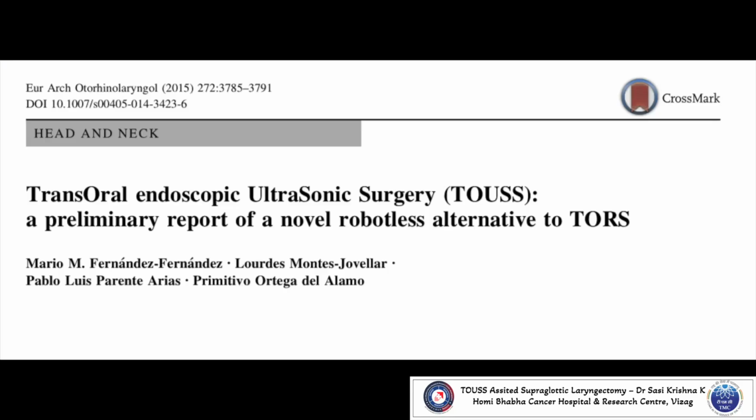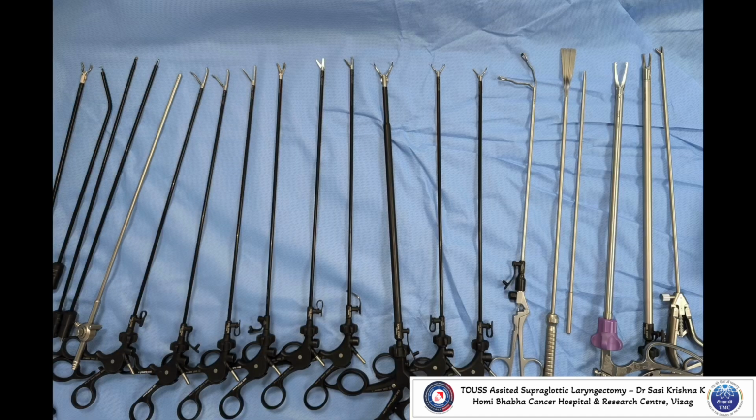Microsurgery using carbon dioxide laser and transoral robotic surgery were classically described for such lesions. Transoral ultrasonic surgery is an economic alternative to these modalities. Spanish group led by Mario Fernandez first described this procedure. TOUSS surgery involves usage of various laparoscopic instruments and thunderbeat.